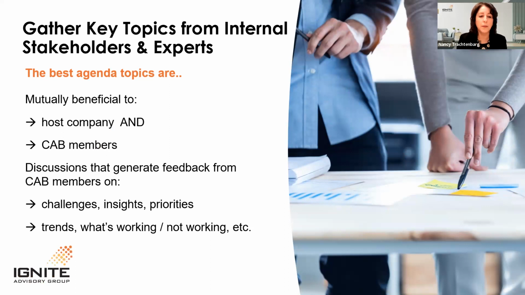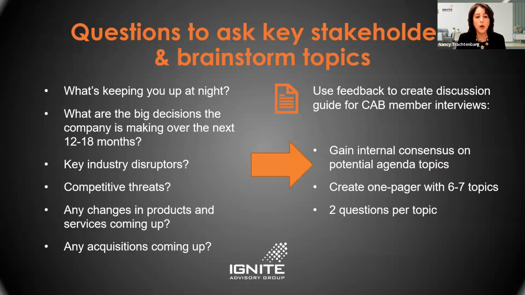As you're gathering topics from your internal stakeholders, you want to make sure that you're identifying topics that are beneficial to both you and the CAB members. And the topics can come from challenges, insights, priorities, trends. When I'm interviewing stakeholders, I generally start with: what is it you want to learn from the advisory board members? Where are you looking for feedback to inform your priorities, your investments, big bets that you need to make? And each stakeholder generally comes up with 2 or 3 topic areas where they're looking for feedback.